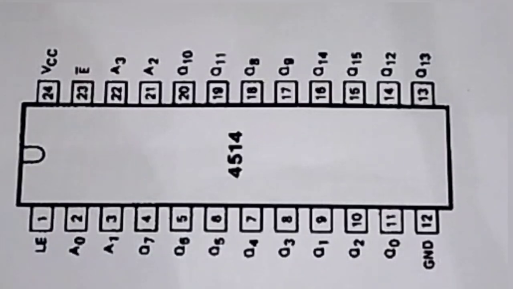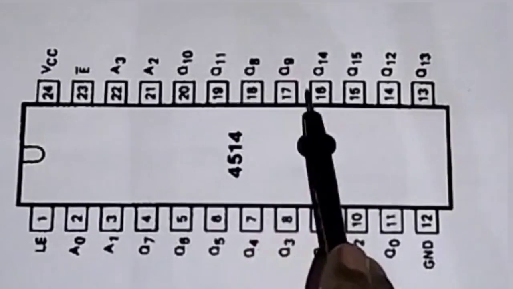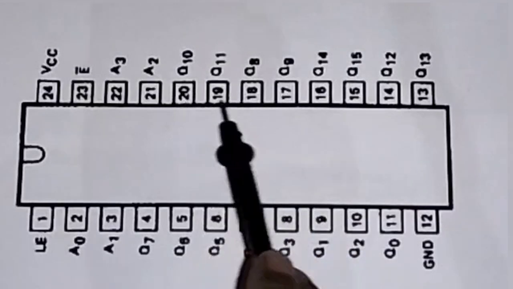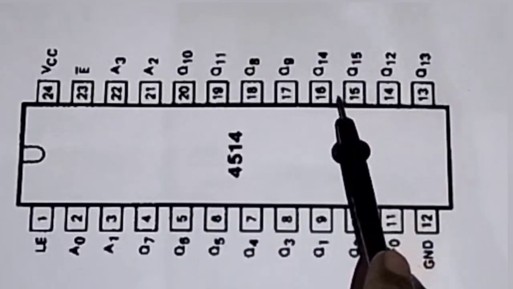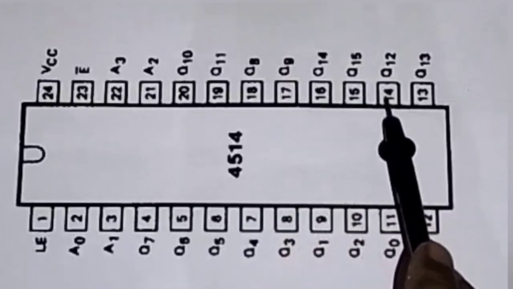So we must keep this pin low to enable the chip. 4 address lines are decoded into 16 independent lines. Pin number 4 to 11 and pin number 13 to 20 are the outputs, that is the decoded output, or you can say decoded address lines.